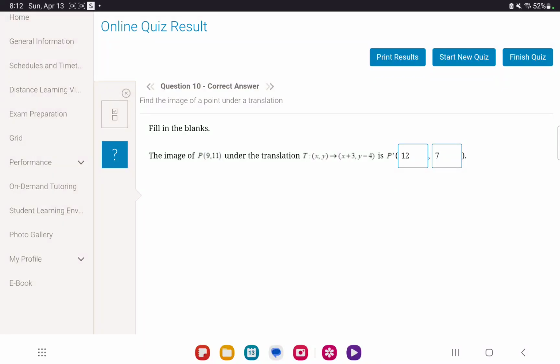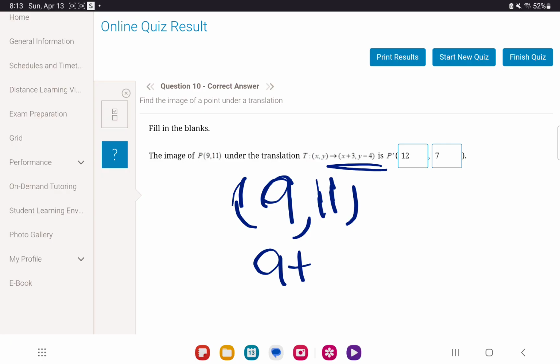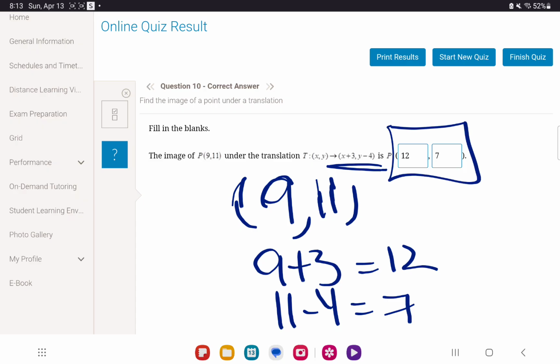Okay, so for this question, it's really simple. So the points are 9 and 11. And to find the point they're looking for, P prime, they're telling you what to do. They're telling you add 3 to x and minus 4 from y. So 9 plus 3 is 12, 11 minus 4 is 7. And that's literally your answer.